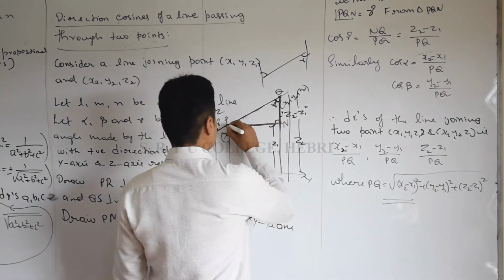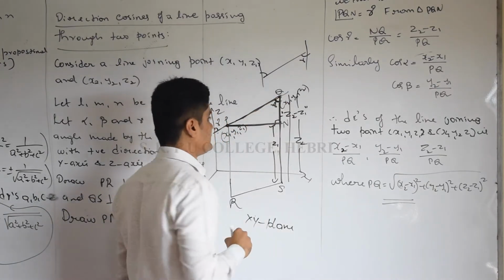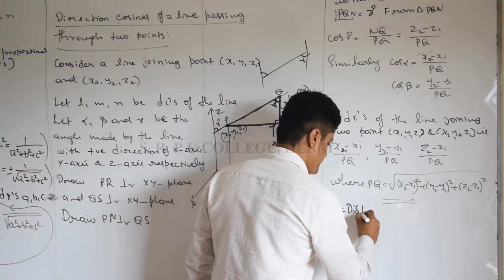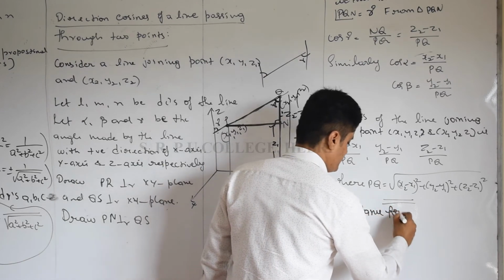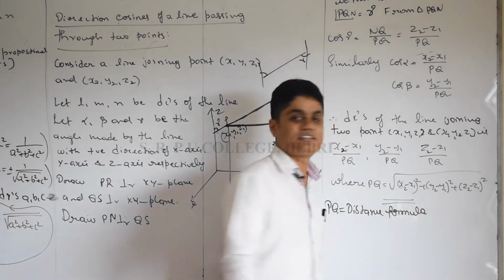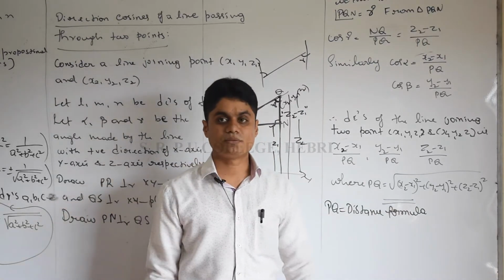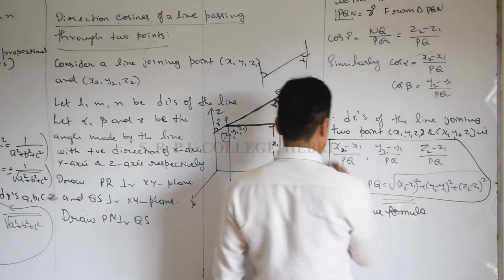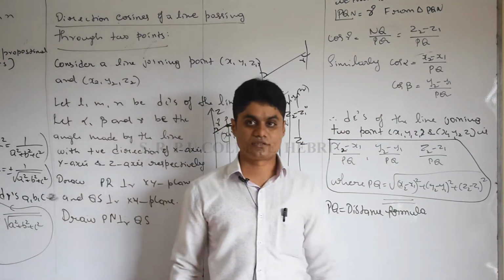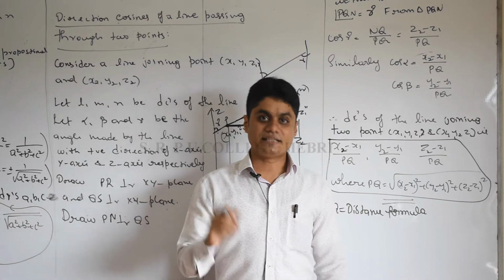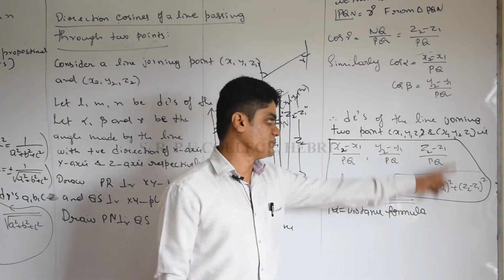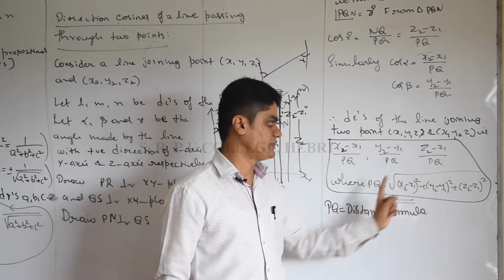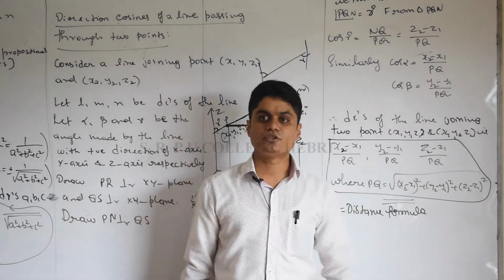How do we convert PQ? You learned 3D geometry last year. PQ is nothing but the distance between the 2 points. Do you remember the distance formula? You learned it in first PUC: square root of x2 minus x1 whole square plus y2 minus y1 whole square plus z2 minus z1 whole square. So when you know the coordinates of the two points on the line, then the direction cosines of the line can be found using this concept. Direction cosines are x2 minus x1 by PQ, y2 minus y1 by PQ, z2 minus z1 by PQ, where PQ is the distance between the 2 points.